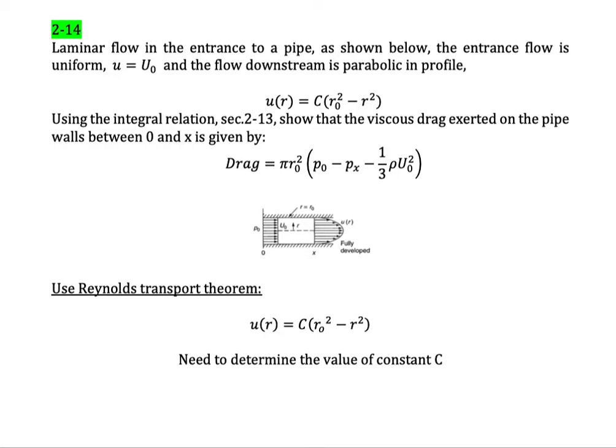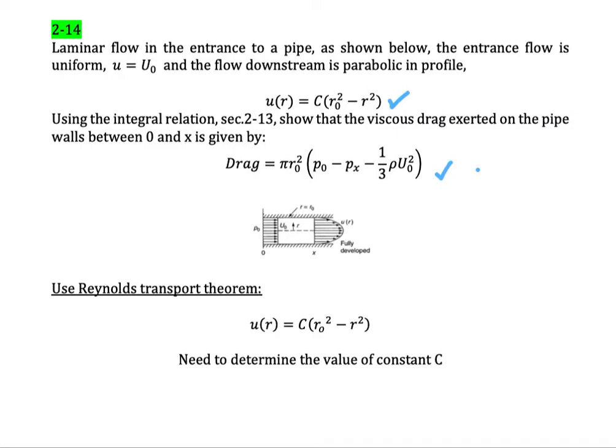So this is question number 14. Laminar flow in the entrance of a pipe as shown below. The entrance flow is uniform, U equal to U naught, and the flow downstream is parabolic in profile. So this is the velocity profile for the flow in the pipe. Using the integral relation, section 2.13 shows the viscous drag exerted on the pipe wall between 0 and x is given as this one.